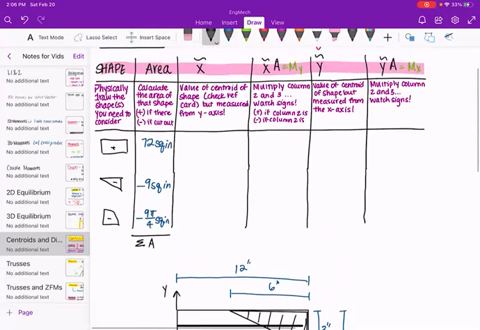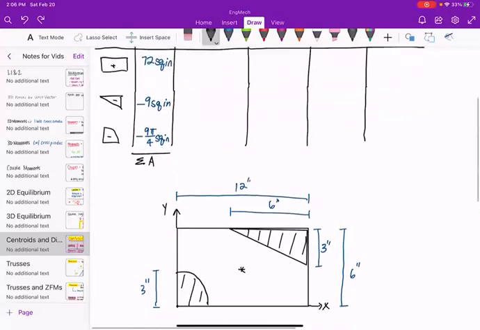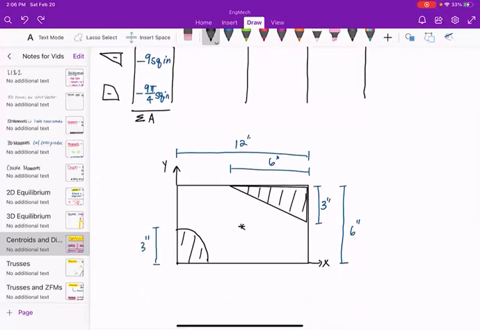So then you move into x tilde, right? And x tilde is going to be one of your dimensions that helps you find the moment about the y-axis. So knowing that moment is a force times a perpendicular distance, right? I know that I'm going to be looking for the distance in this direction, right? How far it is from the y-axis, because my perpendicular distance will be measured from the y-axis.